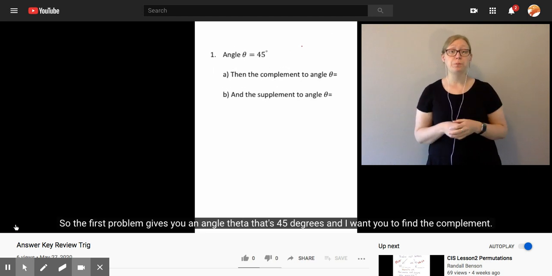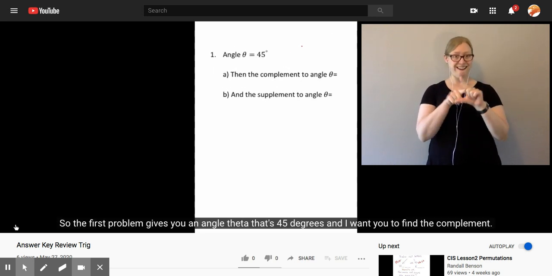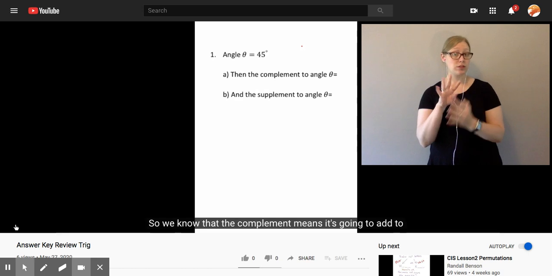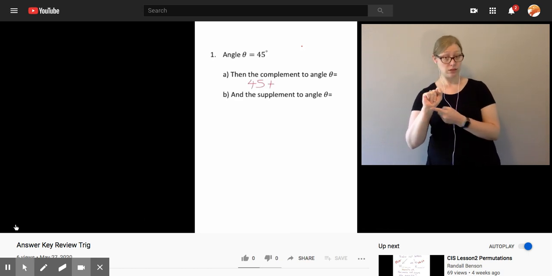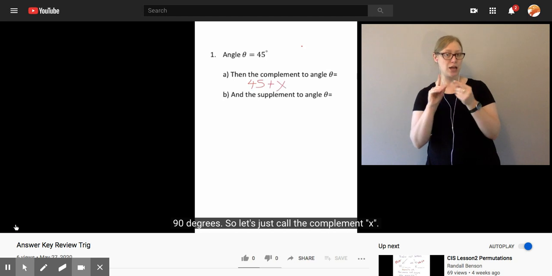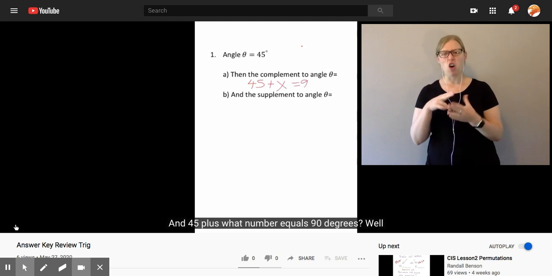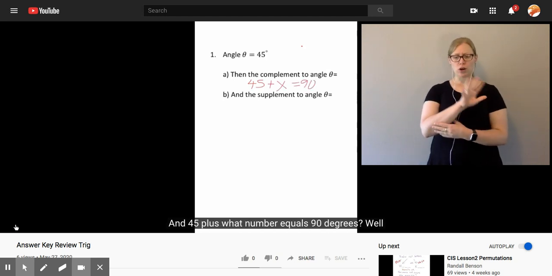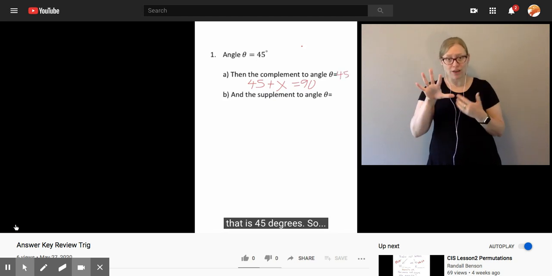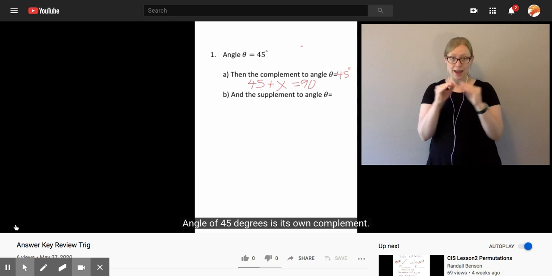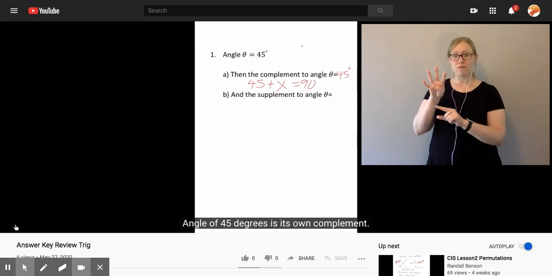So the first problem gives you an angle theta that's 45 degrees, and I want you to find the complement. So we know that the complement means it's going to add to 90 degrees. So let's just call the complement x, and 45 plus what number equals 90 degrees? Well, that is 45 degrees. So an angle of 45 degrees is its own complement.